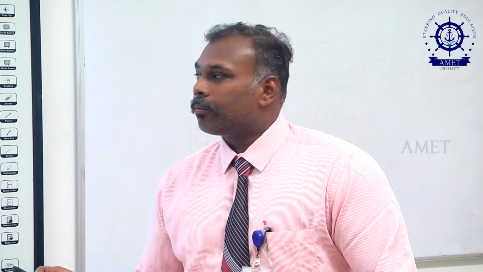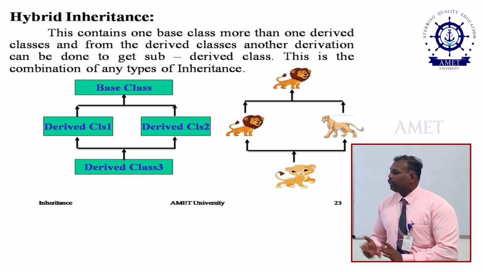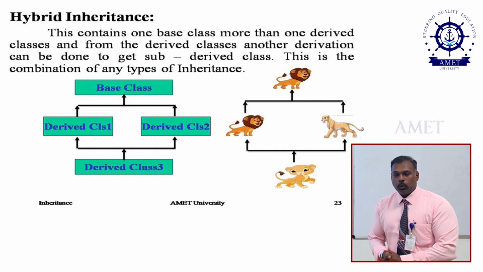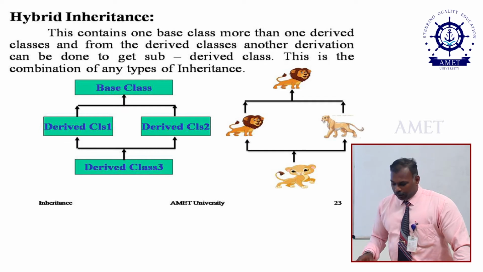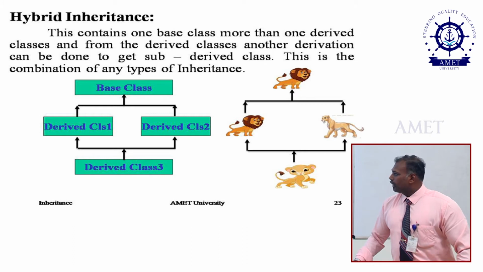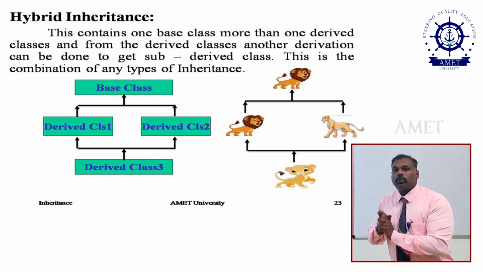Then the last type of inheritance is hybrid or multi-path inheritance. As the name itself reveals, in hybrid inheritance we combine two or more inheritances, maybe single and multiple, multiple and multi-level, multi-level and single, hierarchical and multiple. Any combination we can do within our program based on our problem requirement. This is hybrid inheritance. So here there is a base class, two derived classes, and the last one also a derived class.